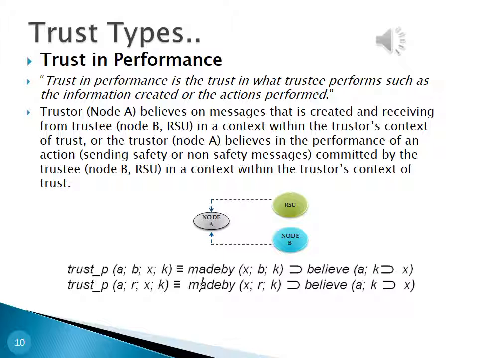Trust types. Trust in performance. Trust in performance is the trust in what the trustee performs, such as the information created or the actions performed. Truster, node A, believes messages that are created and received from trustee, node B, RSU, in a context within the truster's context of trust, or the truster, node A, believes in the performance of an action, sending safety or non-safety messages, committed by the trustee, node B, RSU, in a context within the truster's context of trust.